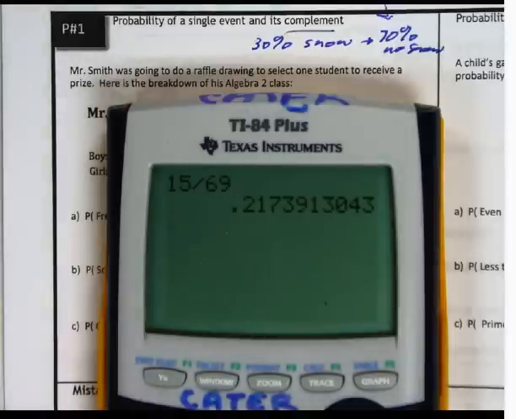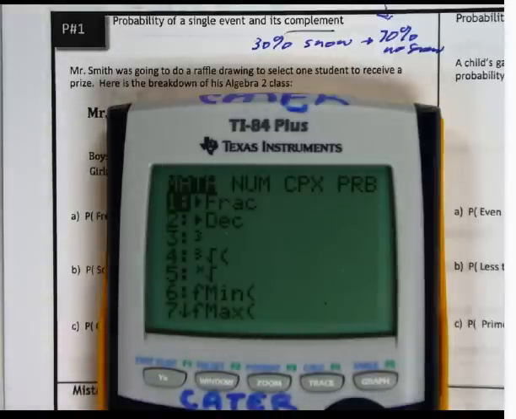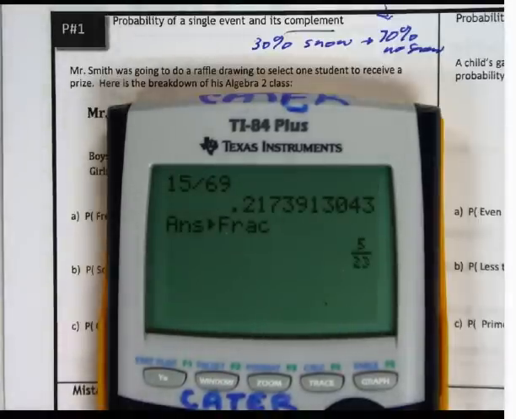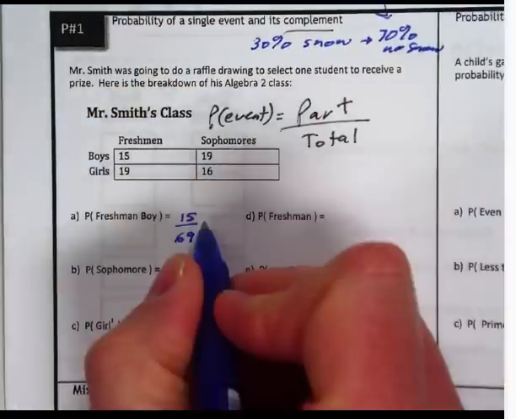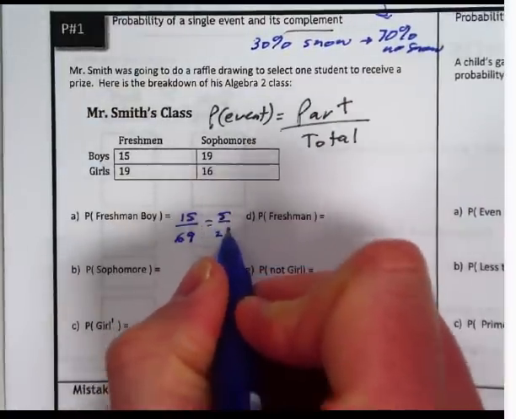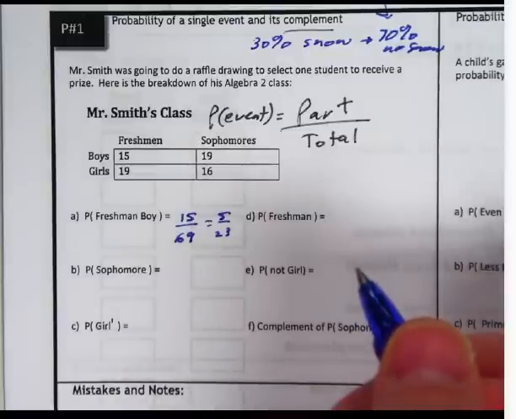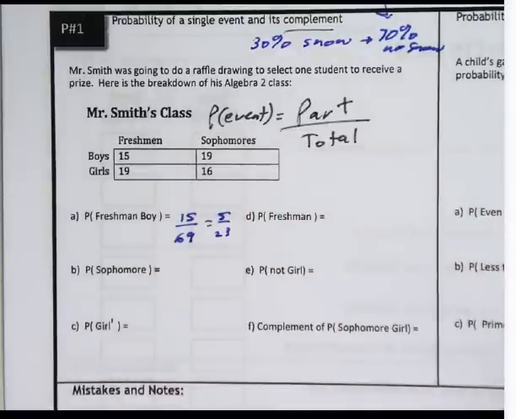Now if we put that in our calculator and you go 15 divided by 69, push enter, you get a decimal. Now we know to push the math key and then enter, it turns that answer into a reduced fraction, and the answer is 5/23. So I'd encourage you to make sure that you're using your math frac button on your calculator and reducing your fractions. The correct answer is 5/23. And then you just go through and do the rest of those the same way, basically.